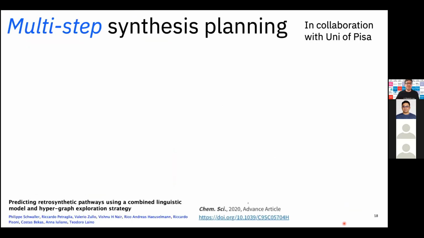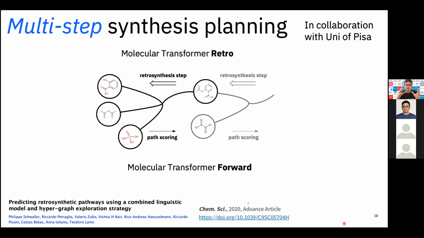Back to chemistry now. We've used this molecular transformer model also for multi-step synthesis planning, where we try to go from a target molecule and break it down several steps to commercially available building blocks. For this, we trained two transformer models, one retro model that would go back one step and suggest possible precursors, and then another one, a forward prediction model, which had the role of ranking the different steps.